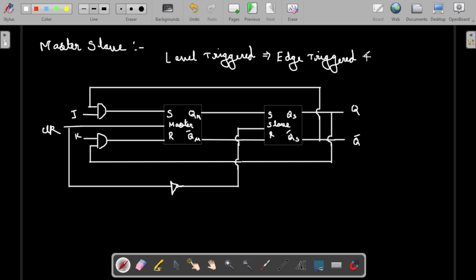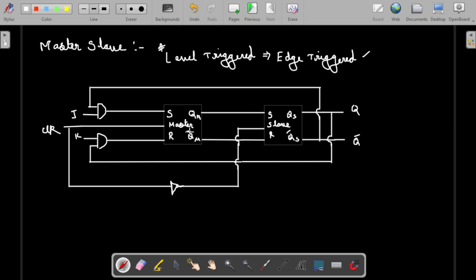As we discussed, we take a level trigger flip flop, but it will work as an edge trigger. That is one of the main advantages that we are taking. We already discussed that when we take the edge trigger flip flop, the race condition can also be avoided. In master slave JK flip flop, two flip flops are used, one acting as a master and the other as a slave. Why they act as master and slave, I will let you know.